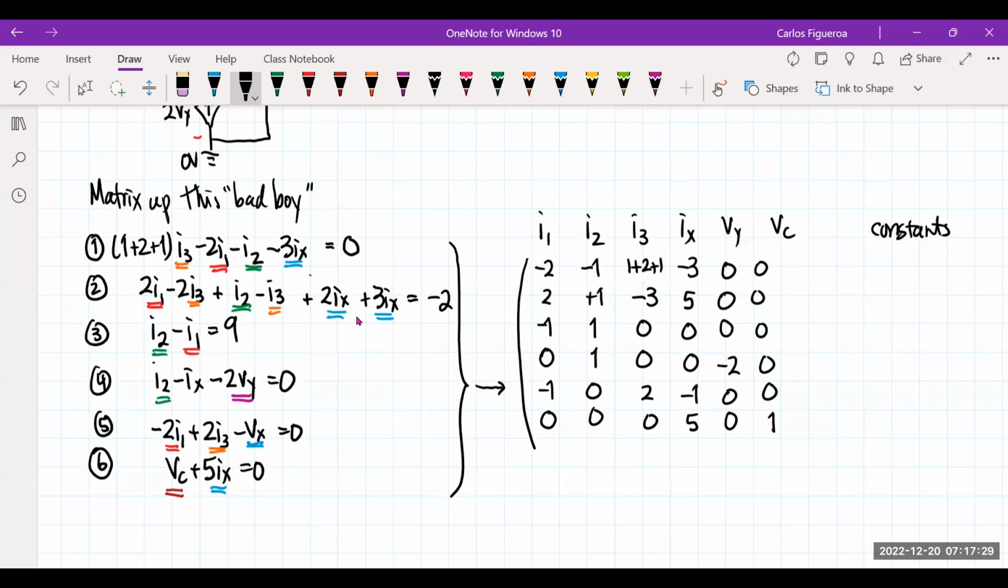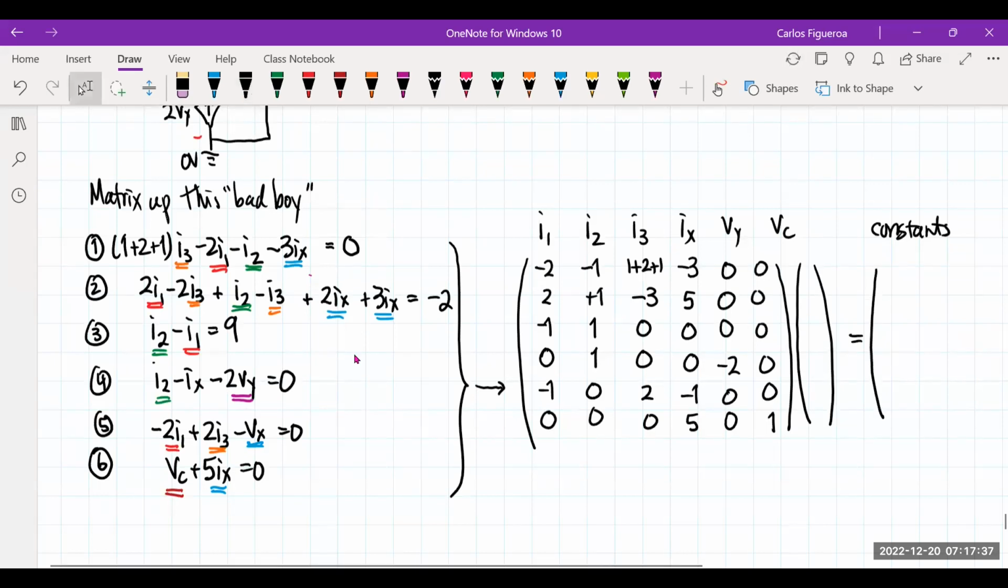So here's my matrix. And now I got to look for my constants here. So I'm looking at everything on the right side. I see that the first term is 0, right? Maybe I go like this. That's 0. This is 2, 9, 0, 0, 0. So I get 0, minus 2, 9, then 3 zeros. Okay, so now I have my matrix.